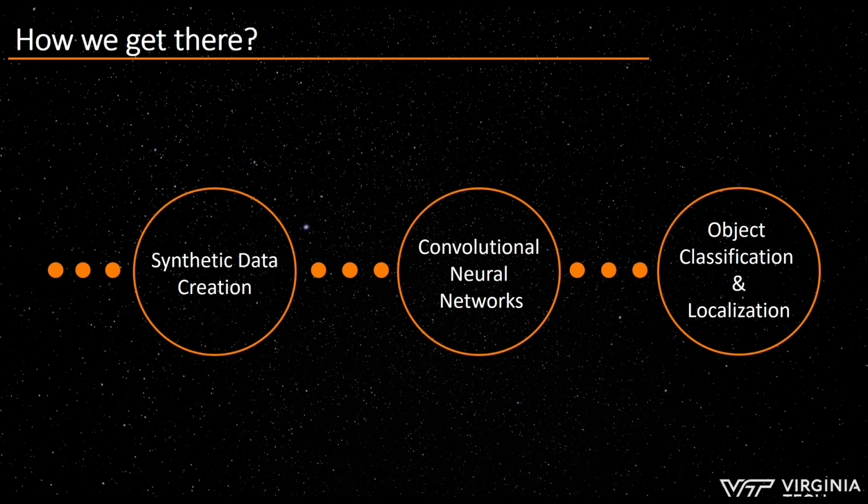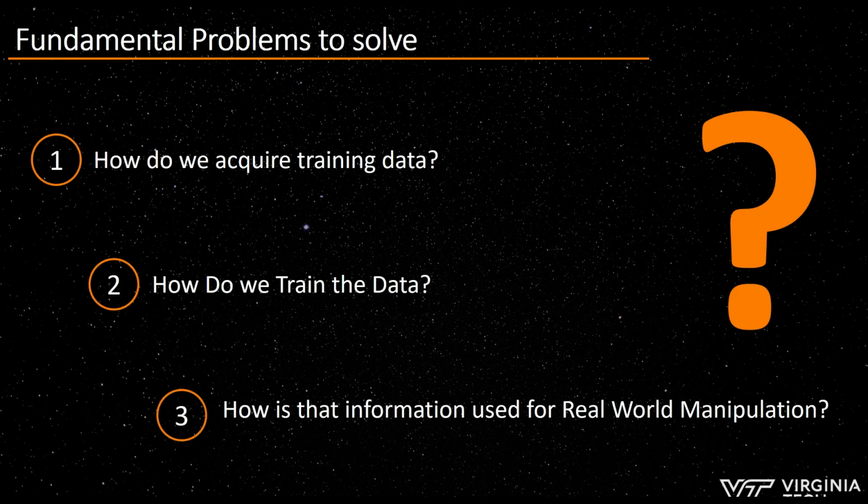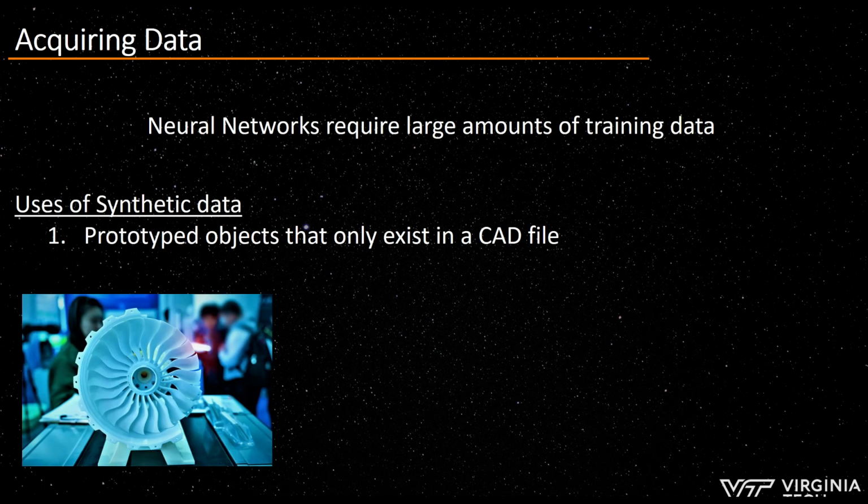So we need to gather up synthetic data creation. We'll see why here in the next slide. Train a convolutional neural network and perform object classification and localization. Fundamental problems to solve: How do we acquire that training data? How do we train that data? And how do we use that information for real-world manipulation?